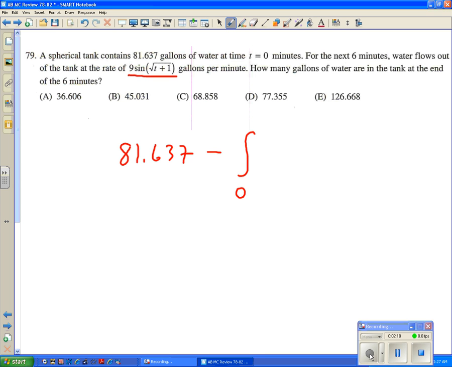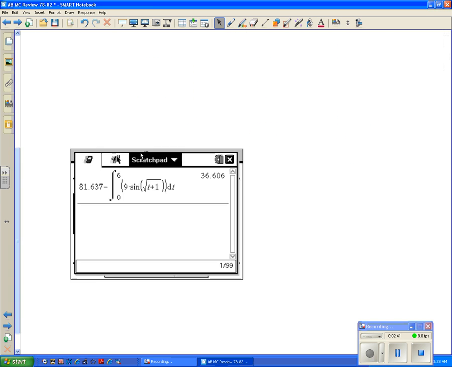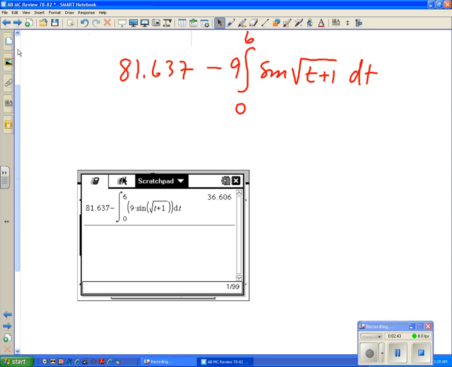So we want to accumulate the water, the rate that flowed out, and let me kick a 9 up front and write sine square root of t plus 1 dt. So that's the integral that we need, and we need to take it to the calculator now, which I did already. I think it's down here. There she is. And see how it compares.